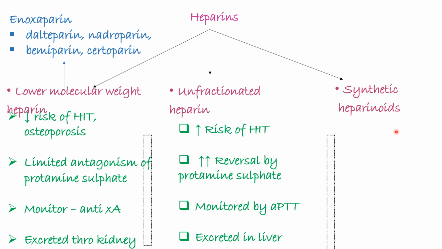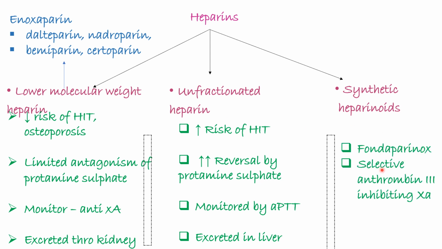So in synthetic heparinoids, the synthetic and low molecular weight heparins are similar in terms of their mode of action, and the mode of action of low molecular weight heparin and synthetic heparin is they stimulate antithrombin 3, which later inhibits factor 10A. Whereas unfractionated heparin still stimulates antithrombin 3, but after stimulation of antithrombin 3, it inhibits both factor 2 and factor 10A. So an example of synthetic heparinoids include fondaparinux, selective antithrombin 3 inhibiting factor 10A, and it is excreted by the kidney. So a patient who comes in and has a kidney problem, which drug do you give? Unfractionated heparin.